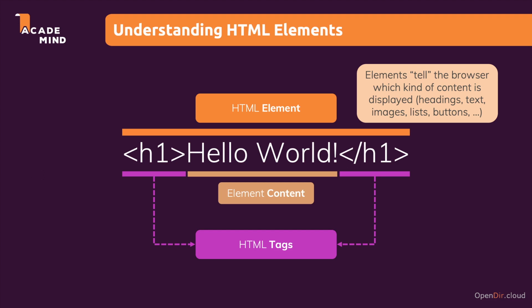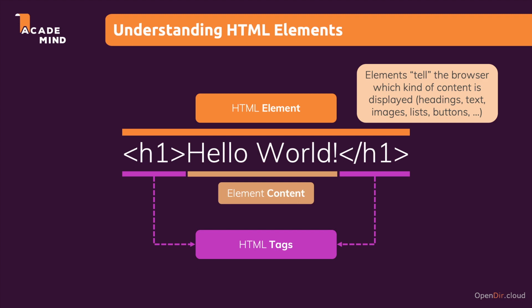Now, you can't pick any arbitrary tags, and I'll come back to that later, but instead there is a clearly standardized list of available tags which you as a web developer can use. For example, the H1 tag stands for heading 1 and marks a main title on your website. There are other tags for describing other types of content, but that's something we're going to dive into later.